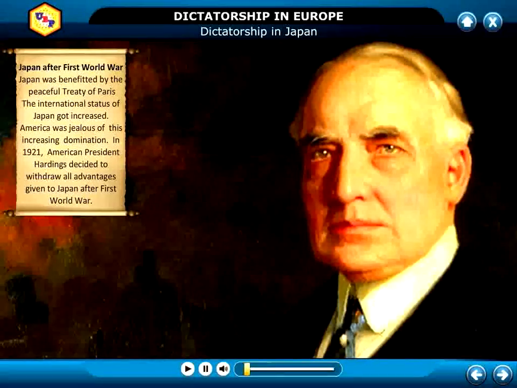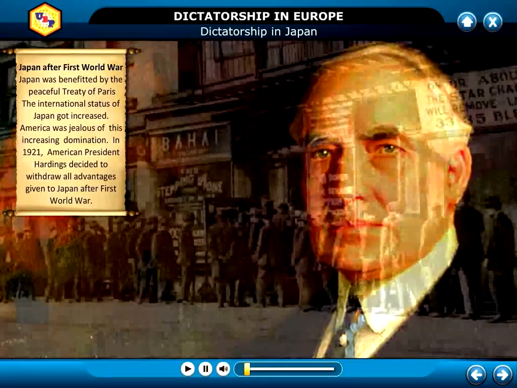Japan after the First World War. Japan benefited from the peaceful Treaty of Paris. The international status of Japan increased. America was jealous of this increasing domination. In 1921, American President Harding decided to withdraw all advantages given to Japan after the First World War.